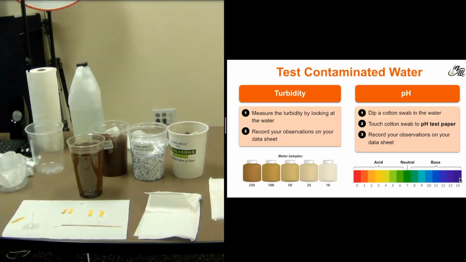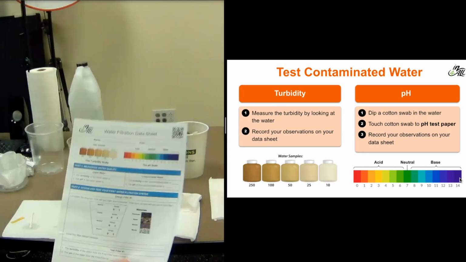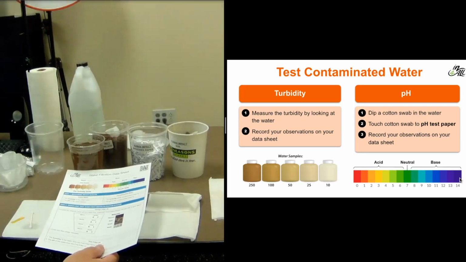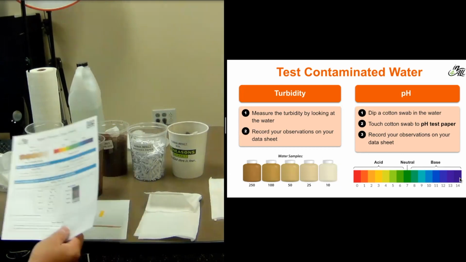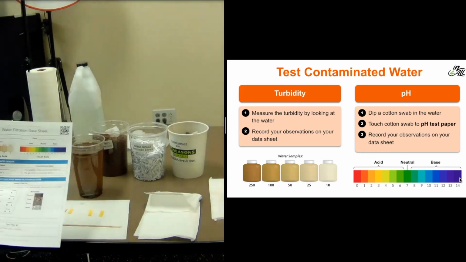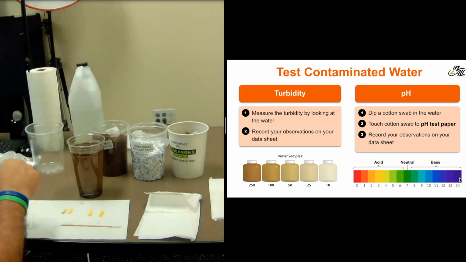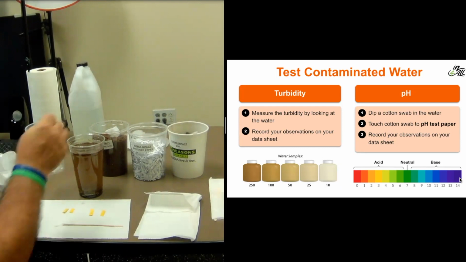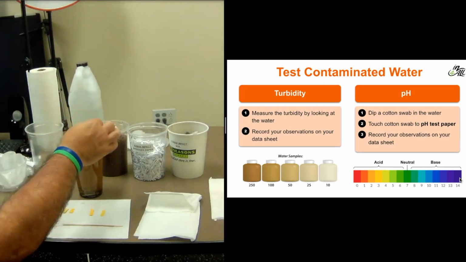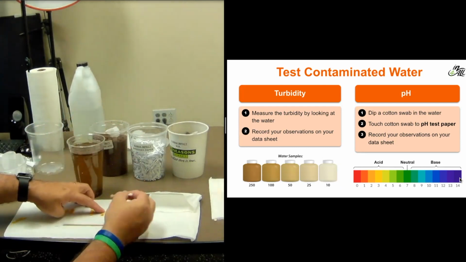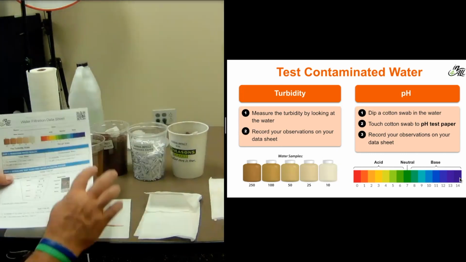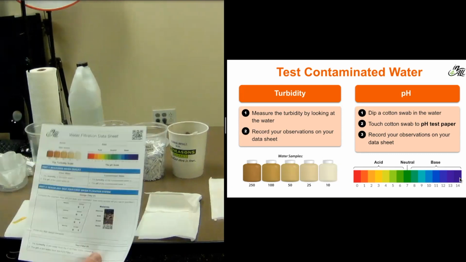All right. Now turbidity. Look at the turbidity scale, either on their paper or on the presentation, and decide. I'm guessing this is a 250 or a 100, and they would record that under contaminated water. pH, same thing. They're going to take a fresh swab, because they're going to have 3 of them, and take a sample of the water and test that. Then record that value under pH of contaminated water on their data sheet.